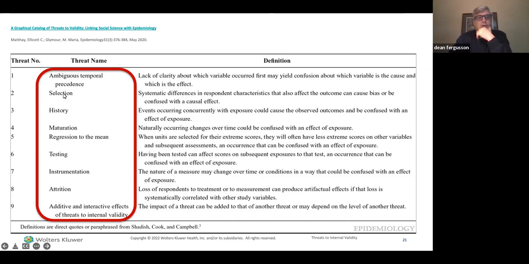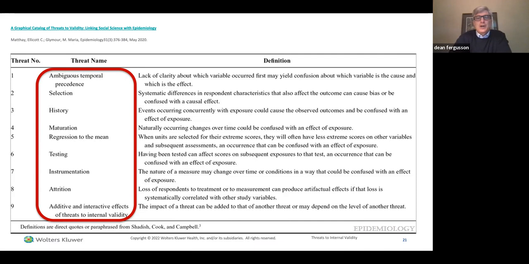But if we focus on 2 through 8, the first is selection, and that's systematic differences in who's in each of the groups. If you have differences in your groups, that could account for the outcome difference. History means the events occurring concurrently with exposure could cause the observed outcomes. So if you intervene with a new policy and you didn't realize that other policies or interventions were introduced at about the same time, you can't disentangle what intervention actually led to the effect.